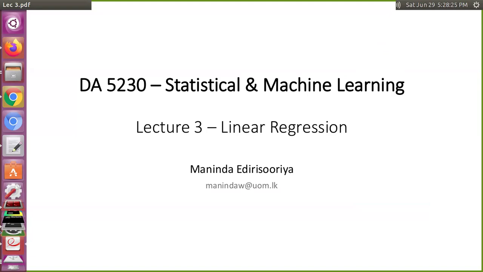Okay, today's lesson is linear regression. In the first lesson, we were learning about how to do machine learning, what we are trying to achieve with machine learning, and so on. So this is one of the machine learning techniques. It is actually one of the main fundamental statistical learning techniques as well.